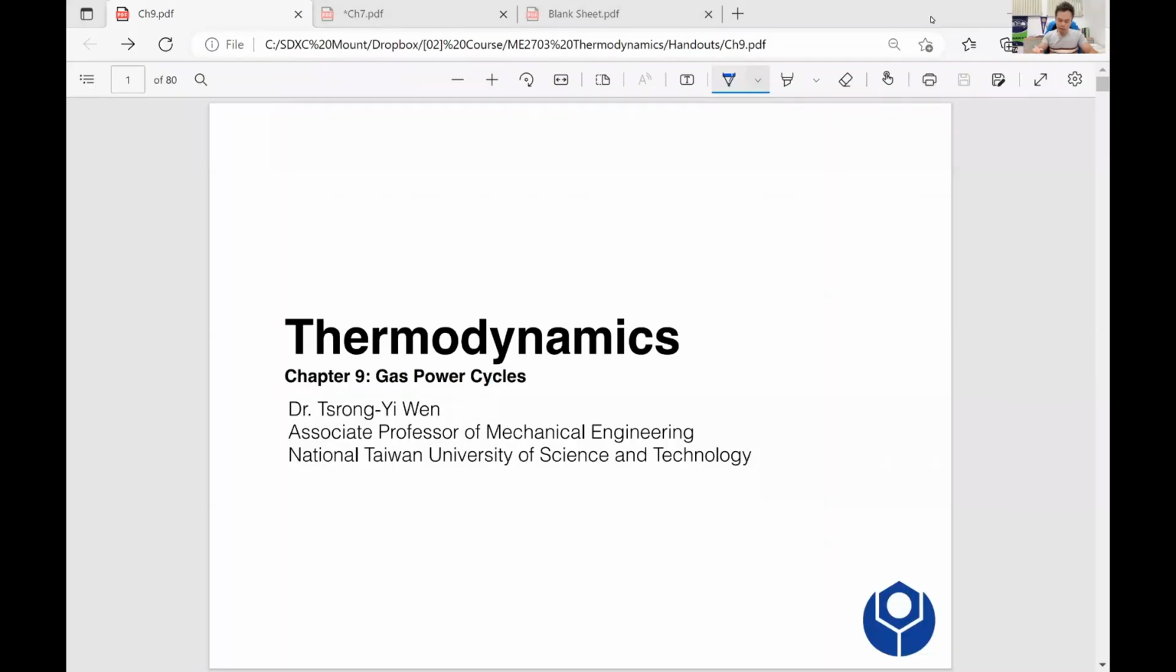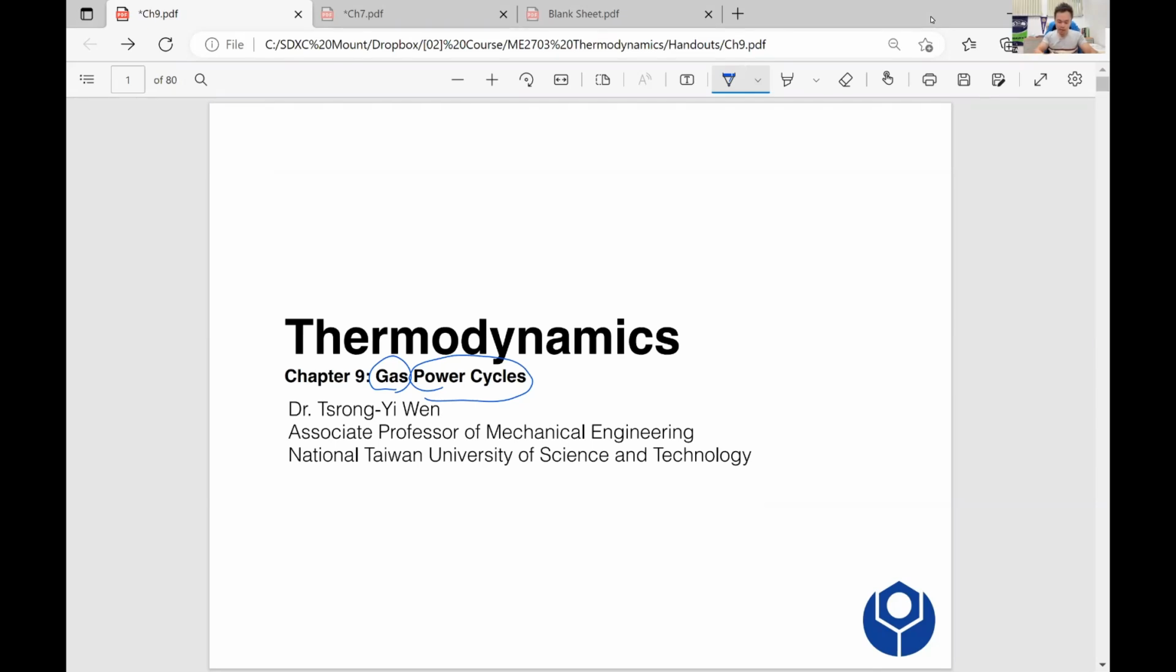So chapter 9 is gas power cycles. Power cycles means these cycles produce power. So it's just like a heat engine or a turbine, but this is a little bit more complicated than a single turbine. But very similar to the heat engines we have learned in chapter 6, I think.